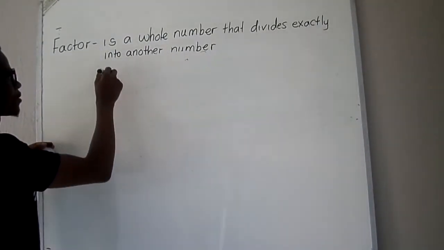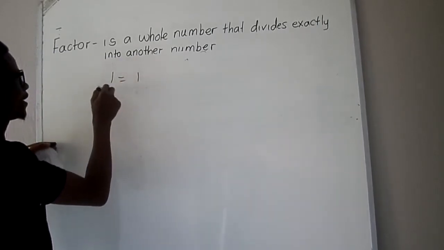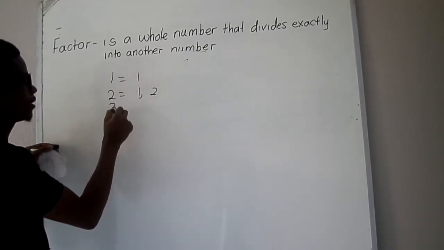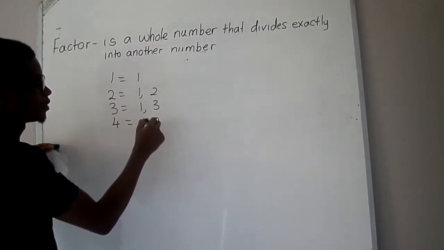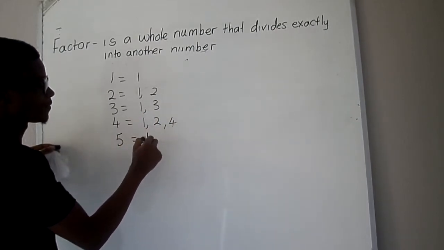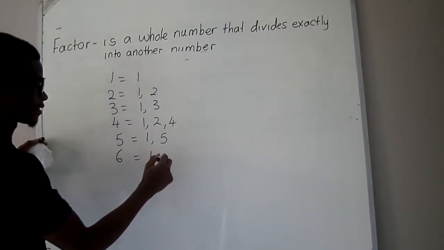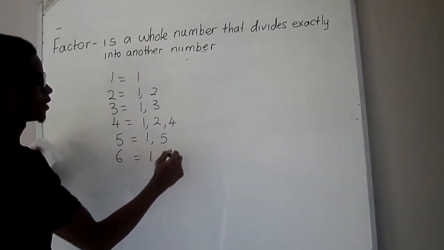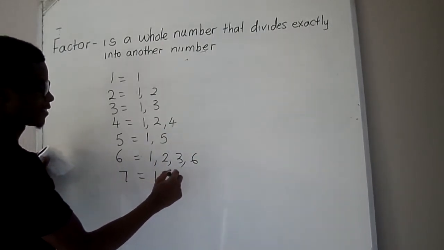Writing 1, the factors of 1 are 1 only. Factors of 2, it's 1 and 2. Factors of 3, it's 1 and 3. Factors of 4, it's 1, 2, and 4. Factors of 5 is 1 and 5. Sorry, factors of 6 is 1, 2, 3, and 6. Factors of 7 is 1 and 7.